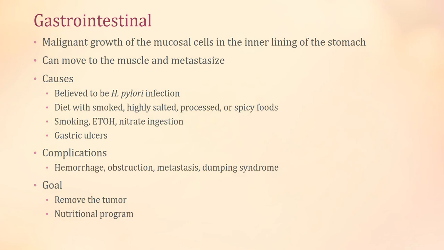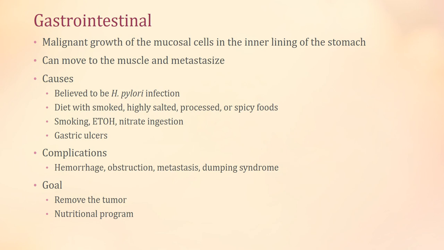So the first cancer is going to be gastrointestinal cancer. This is a malignant growth of the mucosal cells in the inner lining of the stomach. It can move from the muscle and metastasize to other areas of the body. Causes are believed to be H. pylori infection, a diet with smoked, highly salted, processed, or spicy foods. Smoking and drinking also contribute to this, and ultimately gastric ulcers.